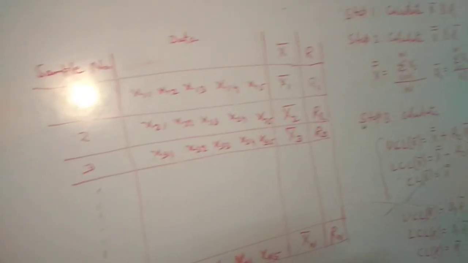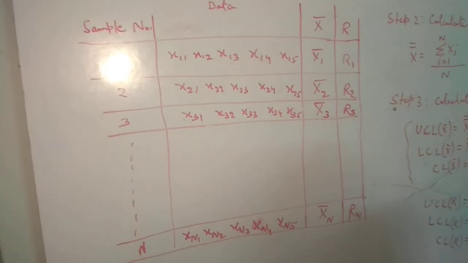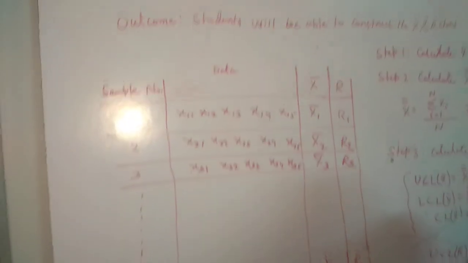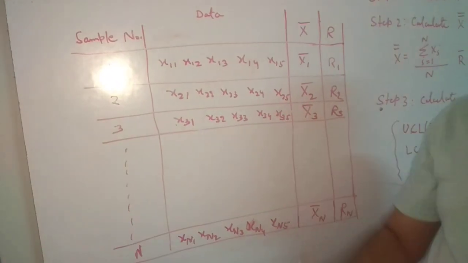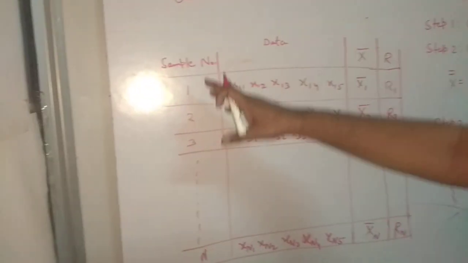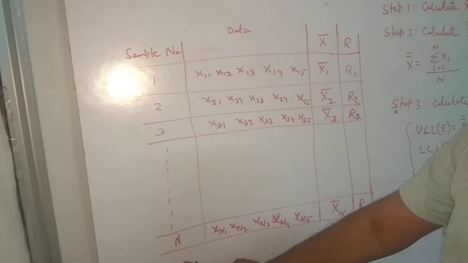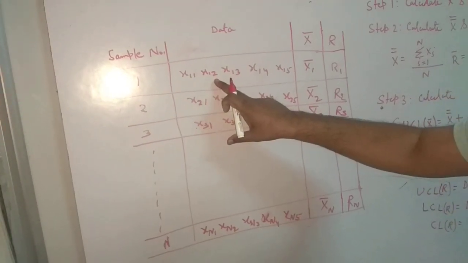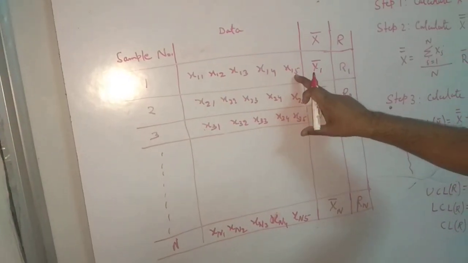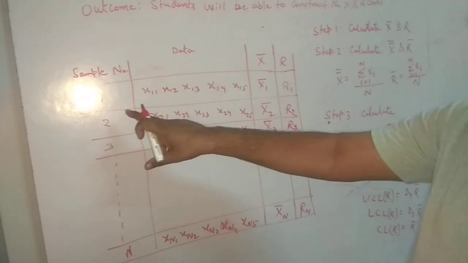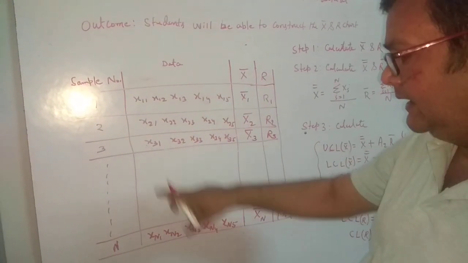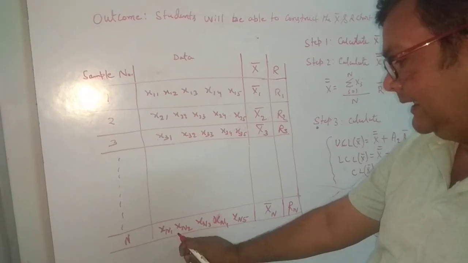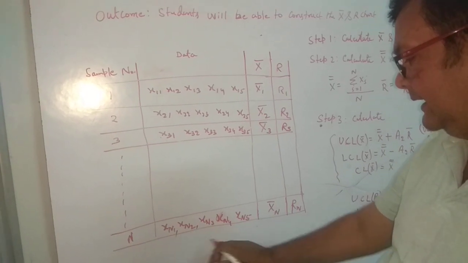Basically, the X bar and R chart is a tool of TQM used to portray whether the process is in control or out of control. So now we have a quality control inspector who has taken n samples, and in each sample they have consistently taken 5 data. Likewise, for sample number 1, it is x11, x12, x13, x14 and x15. Similarly, for the nth sample, they have data like xn1, xn2, xn3, xn4 and xn5.